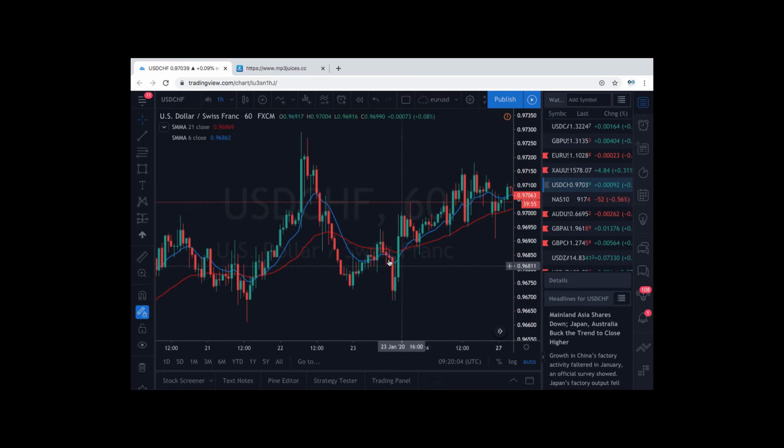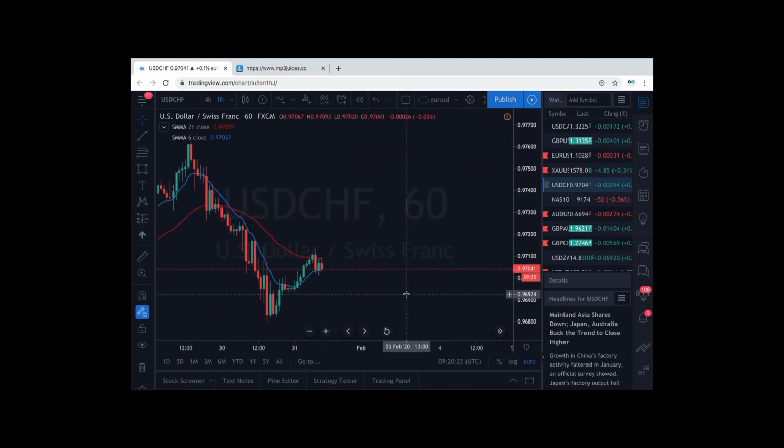Same thing here again, right? We had a crossover of the blue, the blue crossing the red from the bottom going up, right? And then we started going up from there. Same thing here as well. The blue line crossed the red line from the bottom going up, and then we just started going up from there, right? That's basically how we use this indicator.